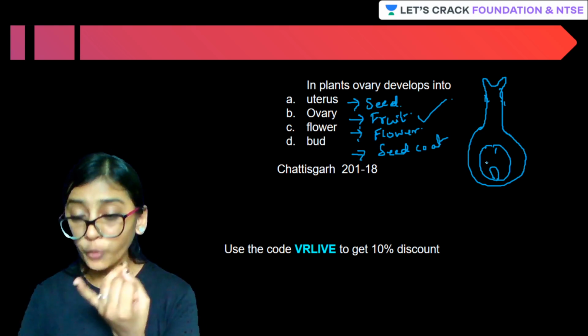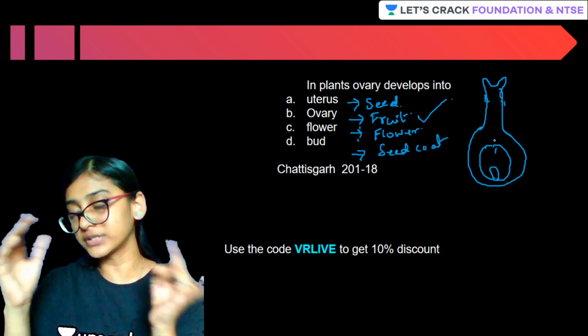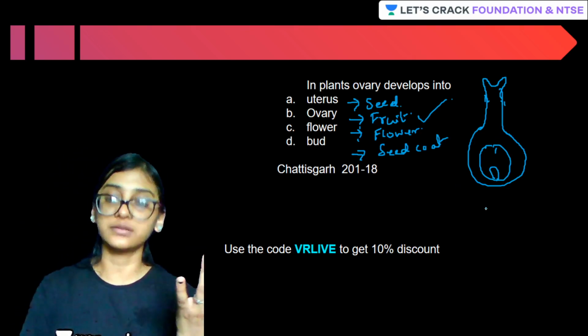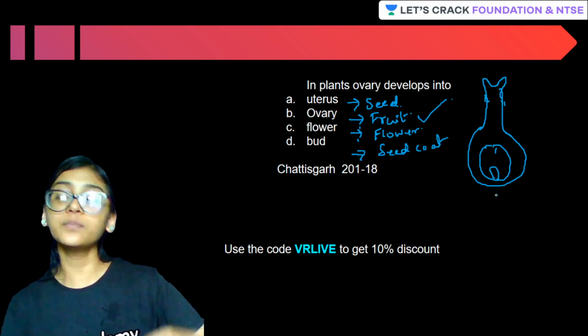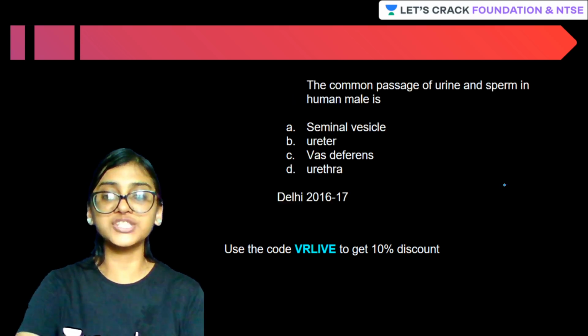Ovule develops into seed, the ovule's outer integuments develop into seed coat, and ovary develops into fruit. Okay, let's move to the next question.